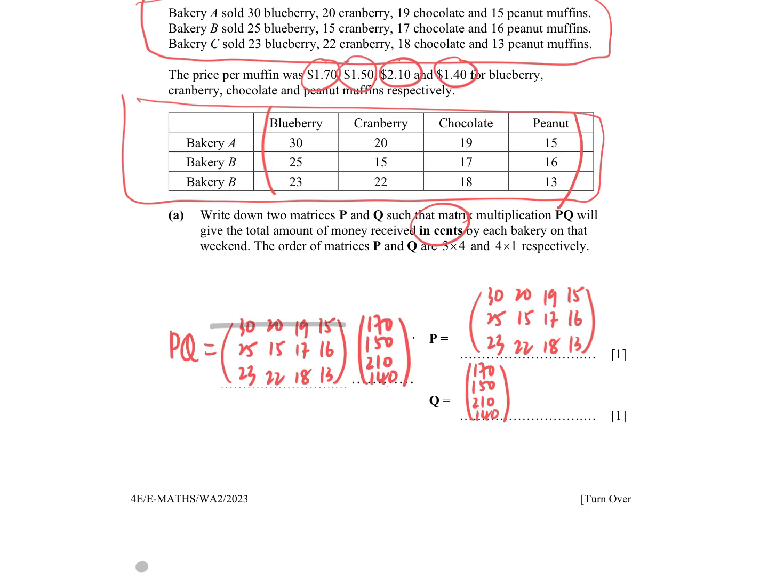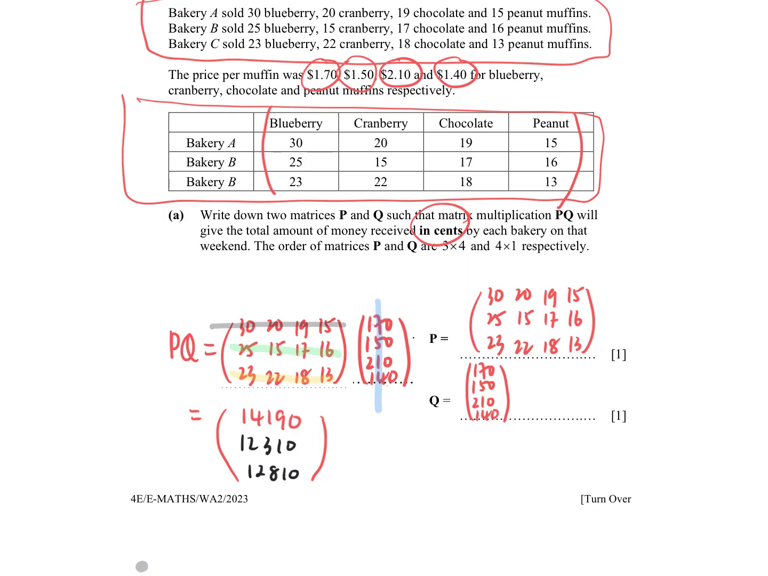So horizontal times vertical, you get your first entry. So if you multiply properly, the matrix you get is 14190. Then move on to the second row. The green one multiplied by the blue one, you will get 12310. Then the last row multiplied by the blue one, you will get 12810. All this is in cents.